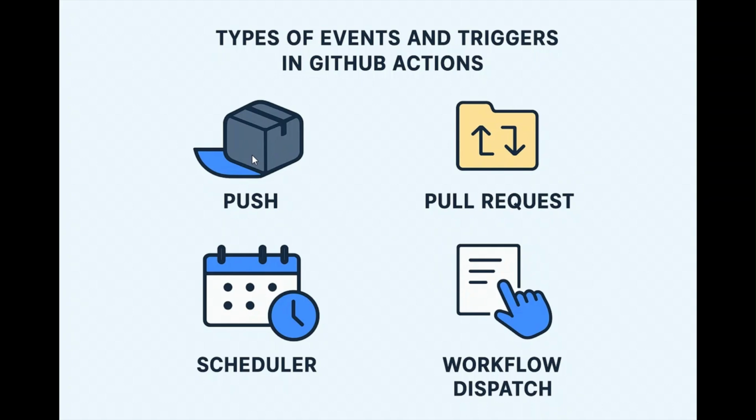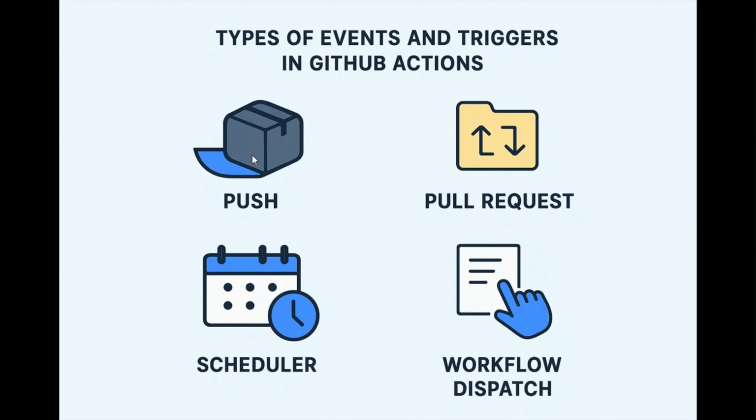So in GitHub Actions, workflows are powered by events and triggers. So what is an event? An event is simply something that happens inside GitHub. For example, pushing code to a branch, opening a pull request, creating an issue, or even publishing a release. So this is an event.